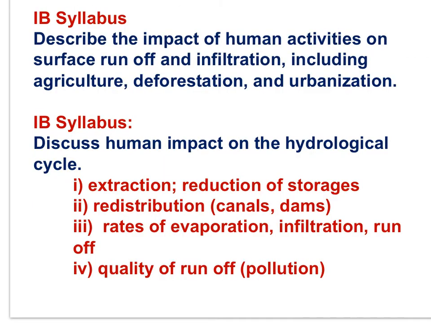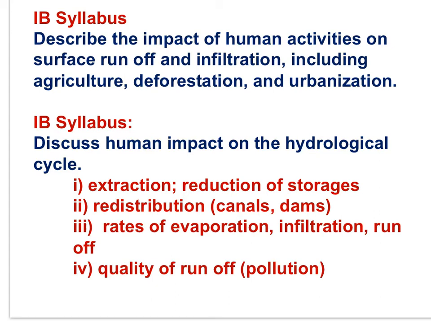Here are 2 IB syllabus statements of relevance. Describe the impact of human activities on surface runoff and infiltration, including agriculture, deforestation, and urbanization. Discuss human impact on the hydrological cycle.